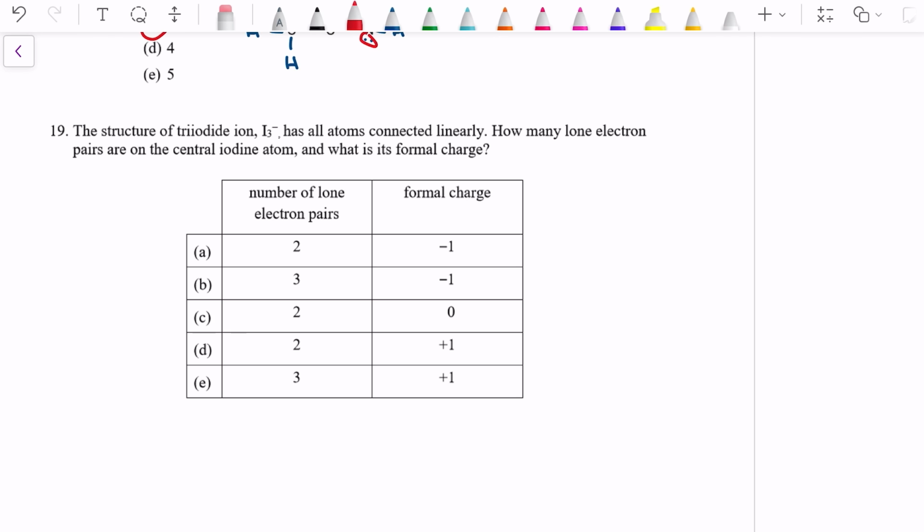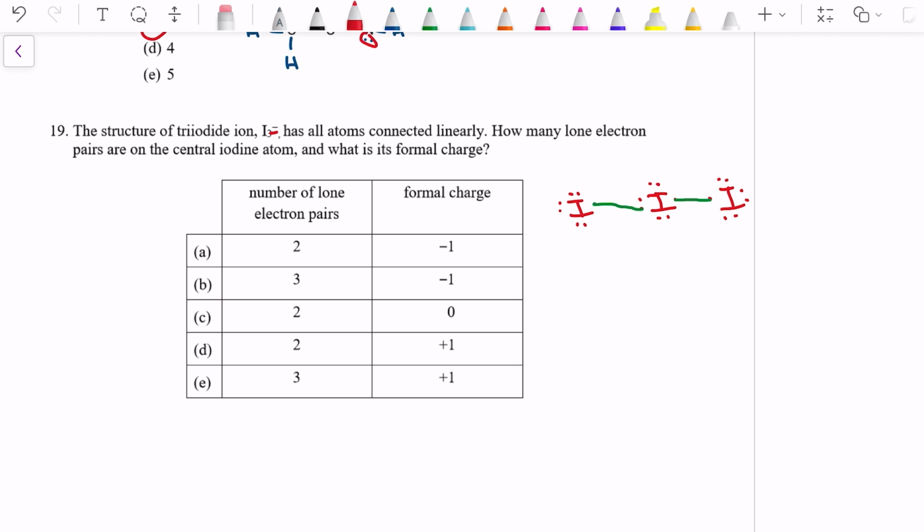19. The structure of triiodide ion has all atoms connected linearly. How many lone electron pairs are on the central iodine atom, and what is its formal charge? Iodine is a halogen, so I know it contributes 7 valence electrons, and then it's also 1 minus, so I know there's going to be an extra electron somewhere. They're connected linearly, so there's probably a covalent bond, something like that, and then something like that.